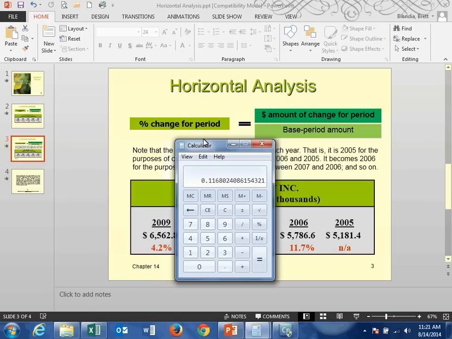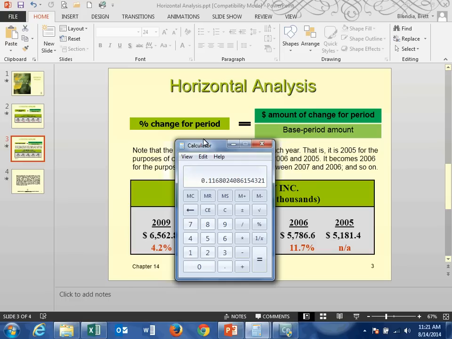To calculate what percentage change that was, you take the dollar difference between the years and divide it by the base period amount. Again, the base period amount is always the oldest year in the comparison. So that's the 2005 sales of $5,181.4. You can see that there's an 11.7% increase in sales. So you calculate the dollar change from year 1 to year 2, and then divide it by the base year, which is always your oldest year.